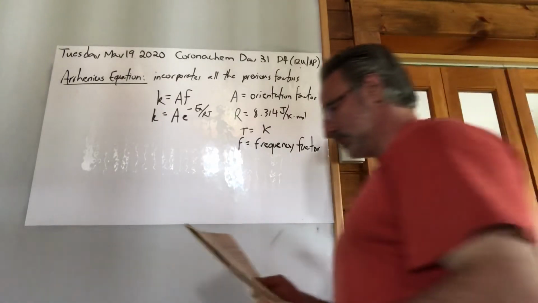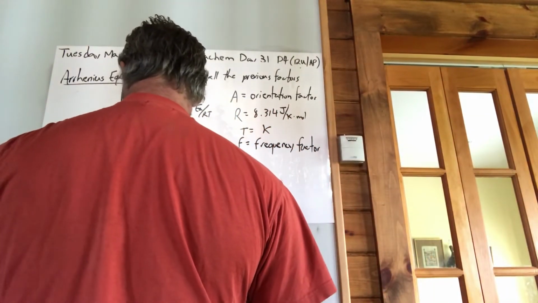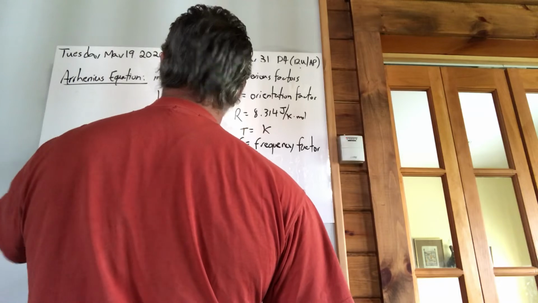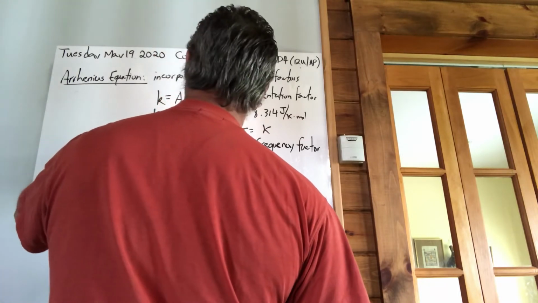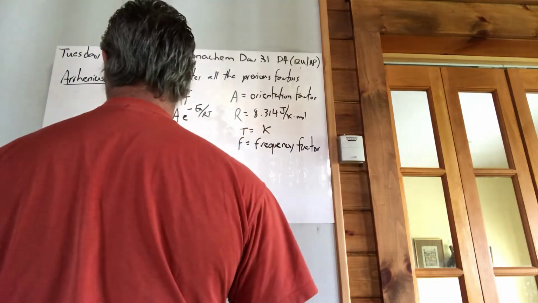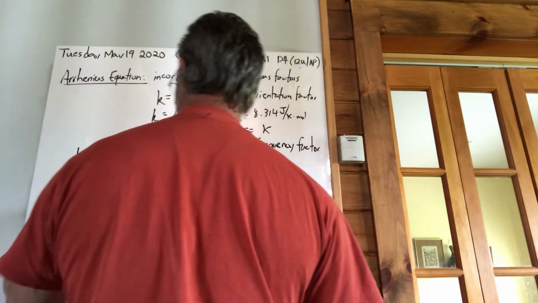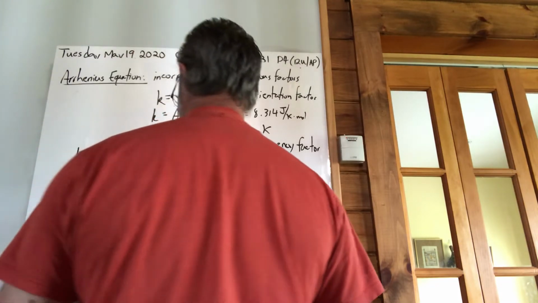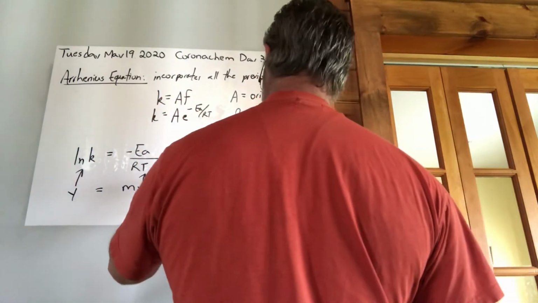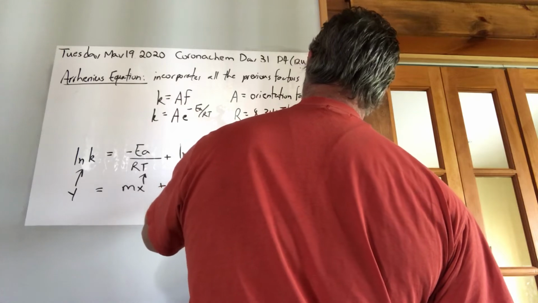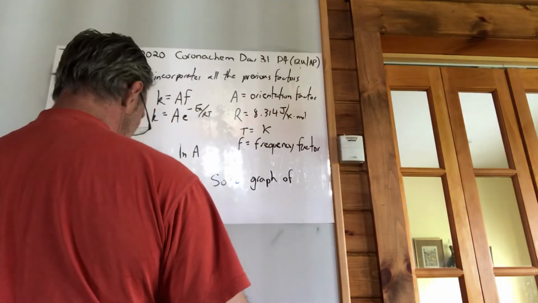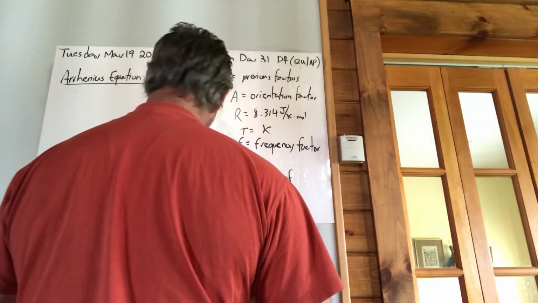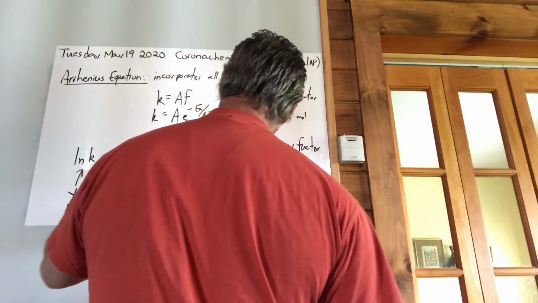Now, if you plot ln of k for any given reaction at a particular temperature, you're going to see that ln of k is equal to negative Ea over RT plus ln of A. And you can plot this in the form of y is equal to mx plus b, where this is the y part and the x part is 1 over T. So, a graph of ln k versus 1 over T will yield a straight line.